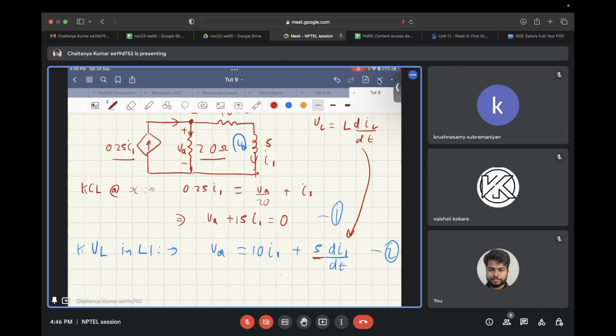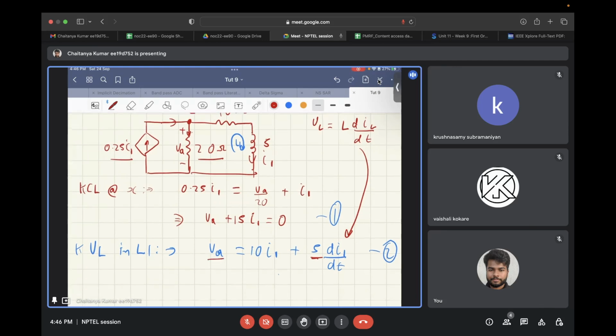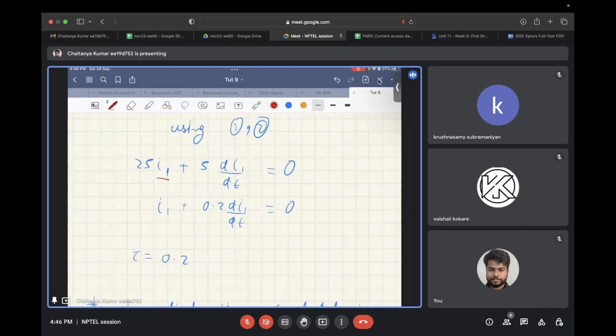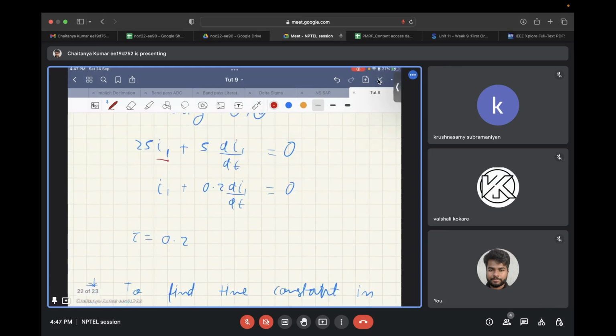Now if you substitute the value of VA from the second equation into the first equation, the final equation in terms of I1 only is 25 times I1 plus 5 dI1 by dt is equal to 0. Hence, I1 plus 0.2 times dI1 by dt is equal to 0. So from here you get the value of the time constant as 0.2.